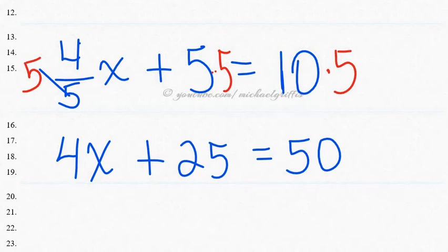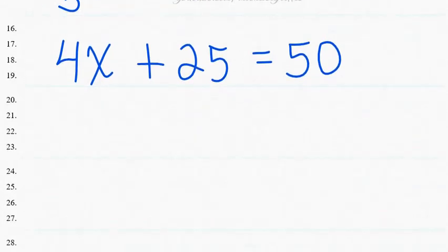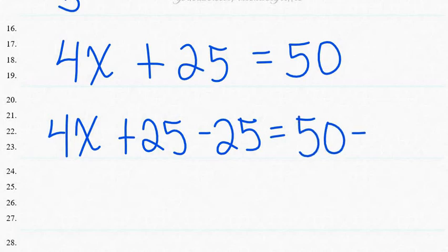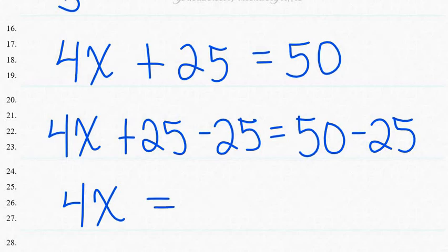Now the next thing we want to do is subtract 25 from both sides. So I rewrite, subtracting 25 from both sides. This leaves me with 4x is equal to, as you can see, these cancel out. Positive 25 minus 25 is 0, and 50 minus 25 is 25.